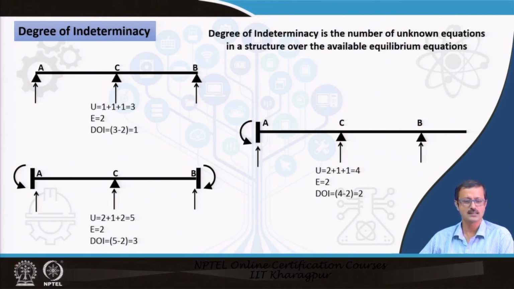So, what does this degree of indeterminacy tell us? It tells us that for the first case you have to arrange one equation somehow to solve the structure, because whenever you want to solve the bending moment or anything, you need to know the values of the reactions. Without getting those reaction values, you cannot solve the bending moment and all. Second case, you have to arrange 3 such equations, which are given by the different theories of structural analysis. The third case, you have to arrange 2 more equations.